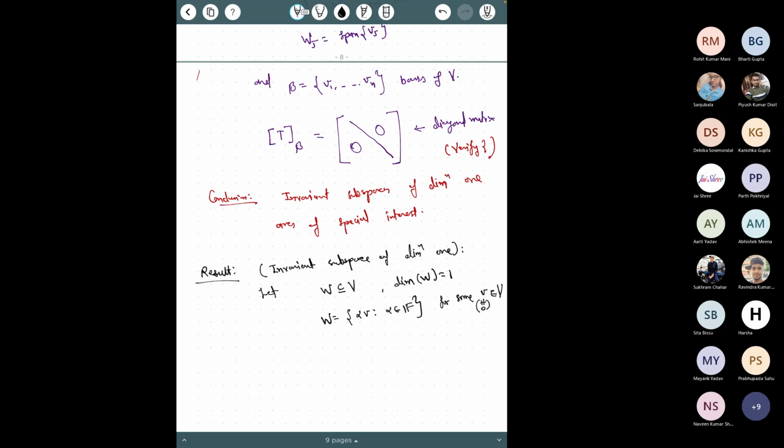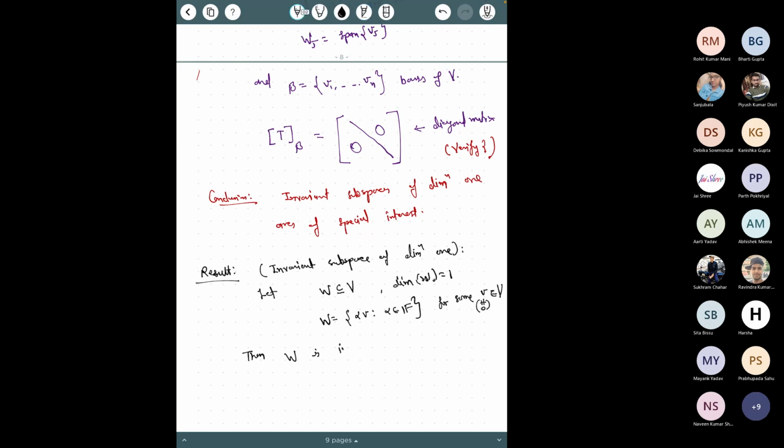Suppose that we have a one-dimensional subspace. One-dimensional means it is the span of some vector, so let us call that vector V. Then, I'm not saying W is invariant yet. So far we have just talked about a one-dimensional subspace W, which is the span of a vector V, where V is a non-zero vector in the vector space.